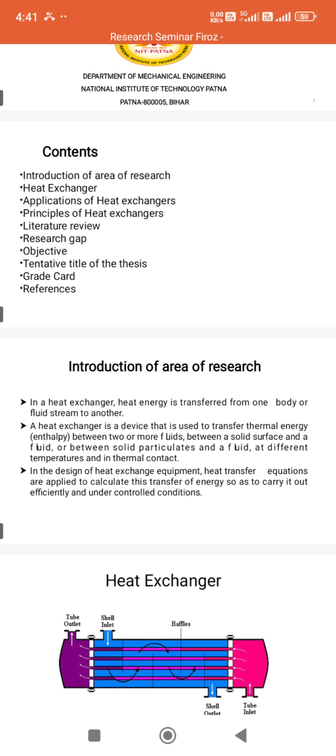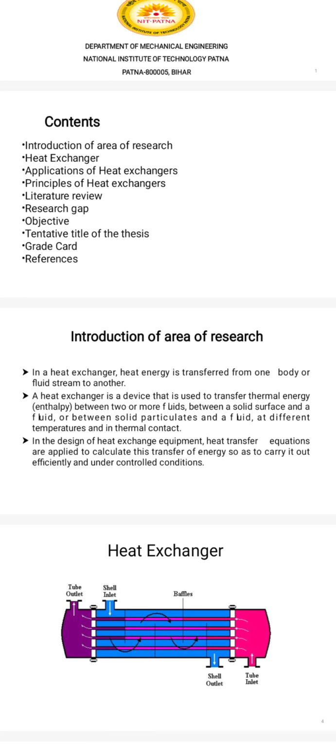Now, first of all, we will know about the introduction of heat exchanger. In a heat exchanger, heat energy is transferred from one body or fluid stream to another. Basically, a heat exchanger transfers heat from one body to another body or from one fluid to another fluid.